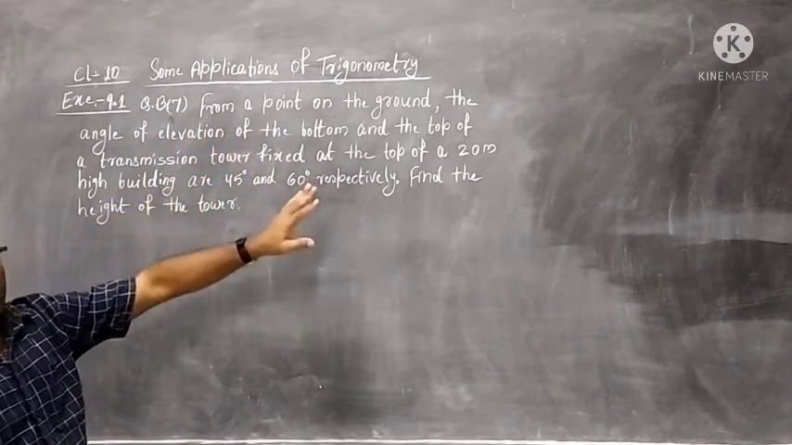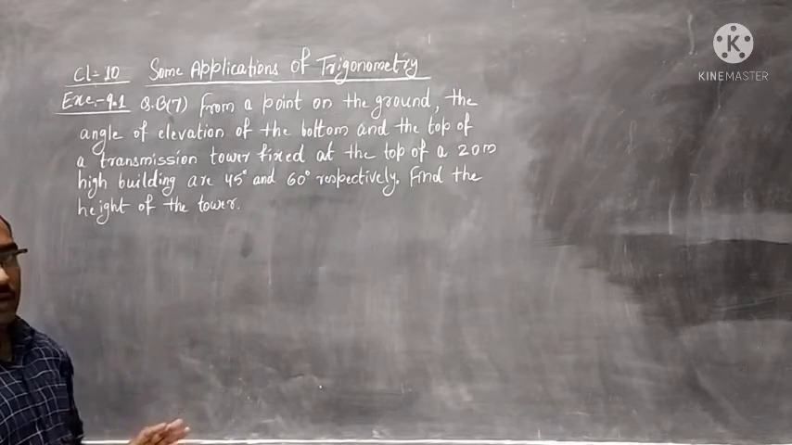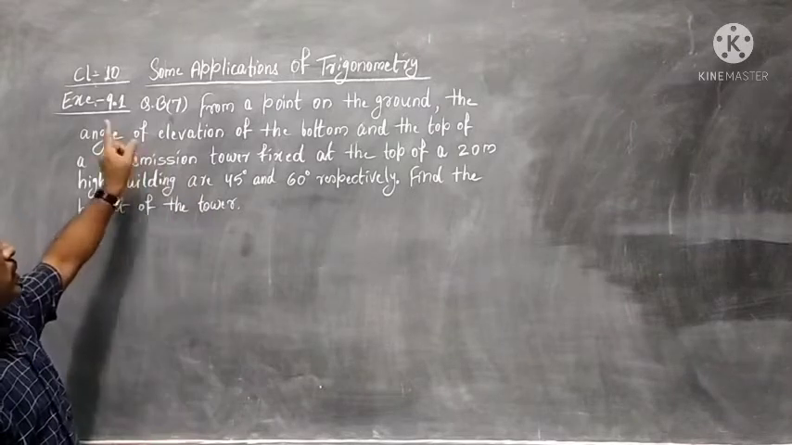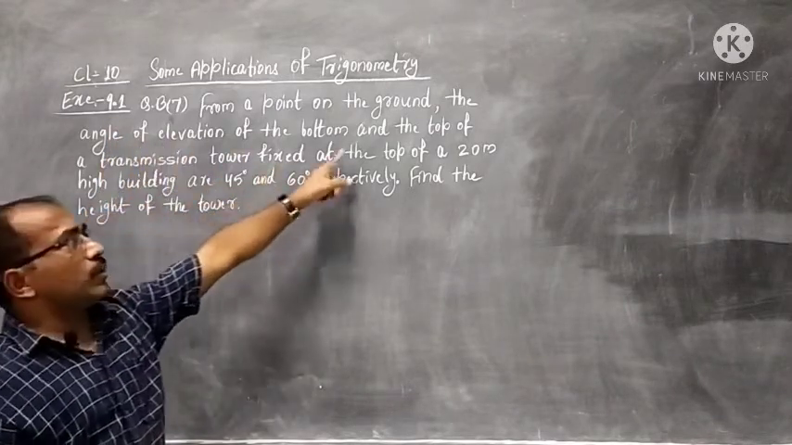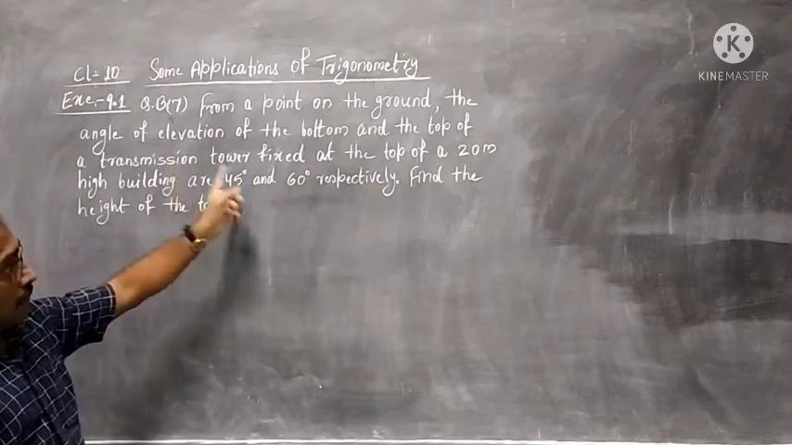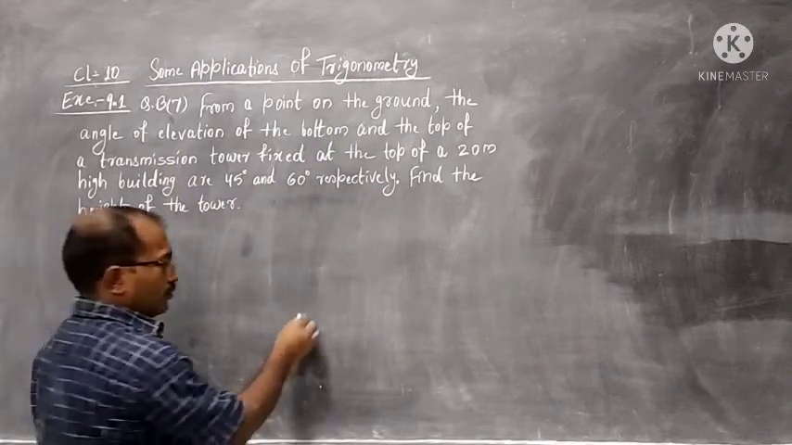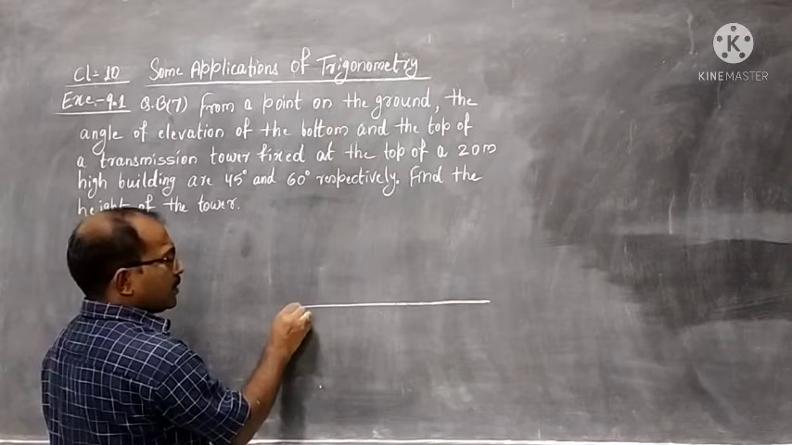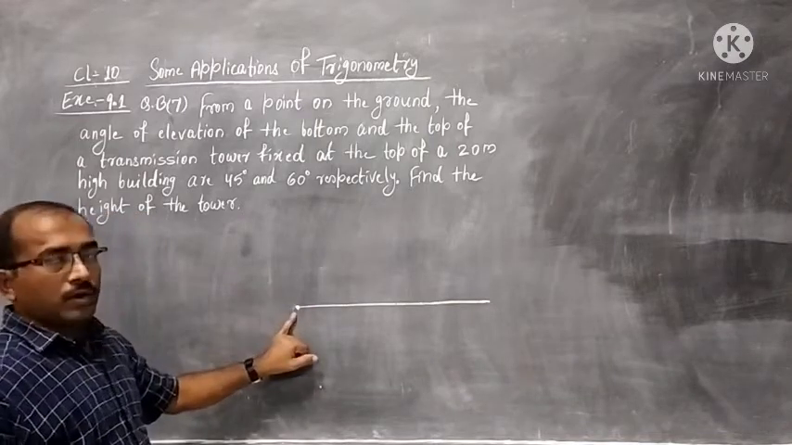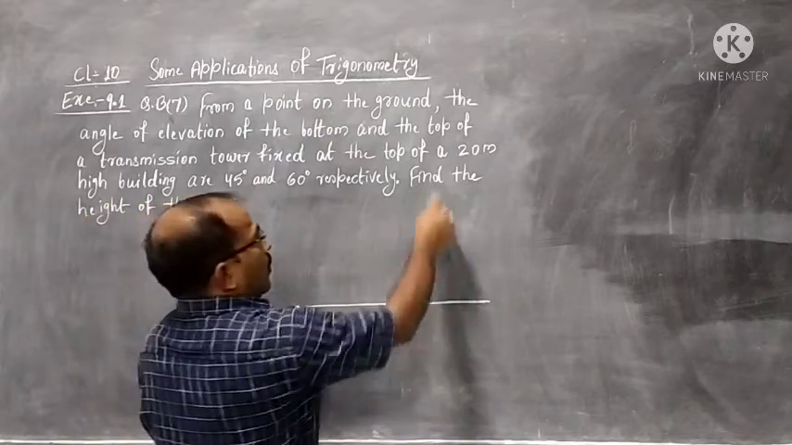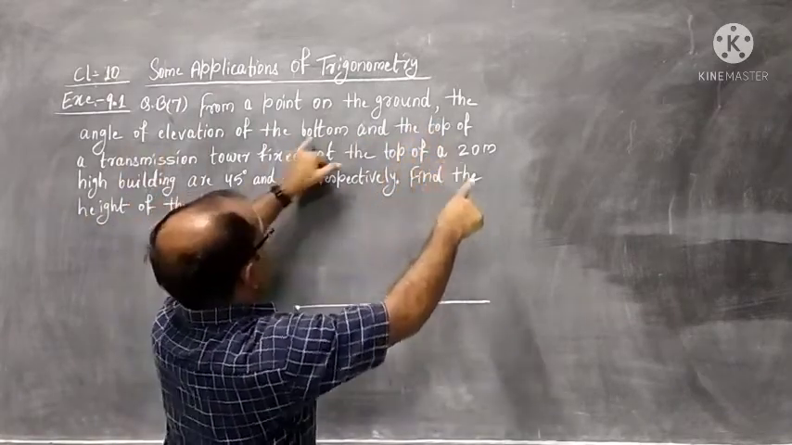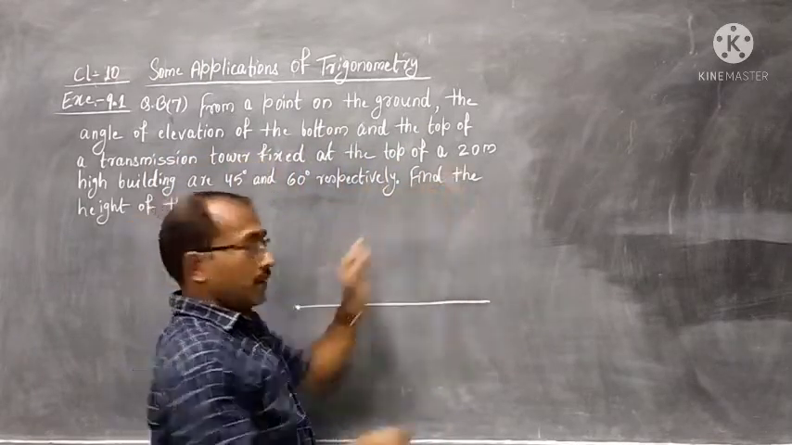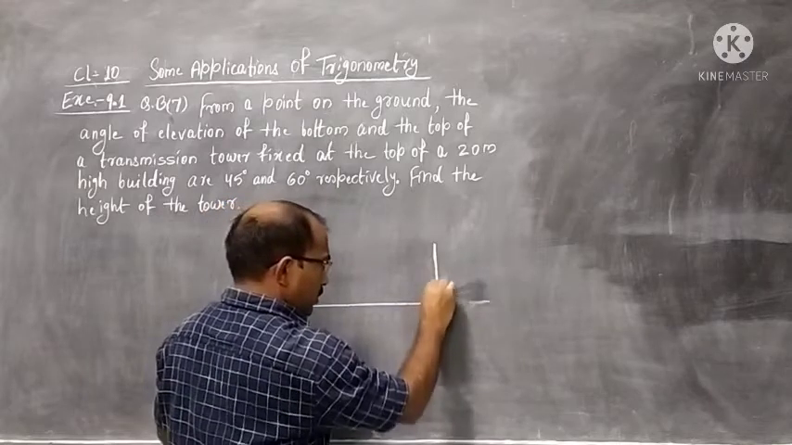From a point on the ground, that means the observing point is somewhere on the ground. Someone is looking at what? The angle of elevation of the bottom and top of a tower fixed at the top of a 20-meter high building. Suppose here we are. From this point we are observing the angle of elevation of the bottom and the top of a transmission tower fixed at the top of the building. So, this is the 20-meter building.